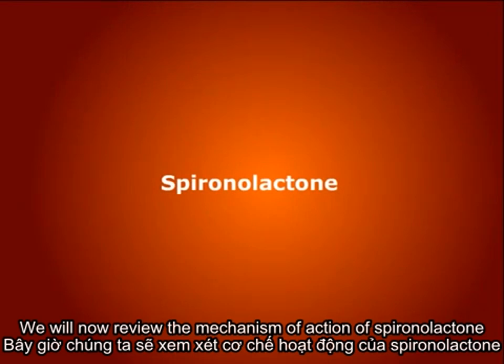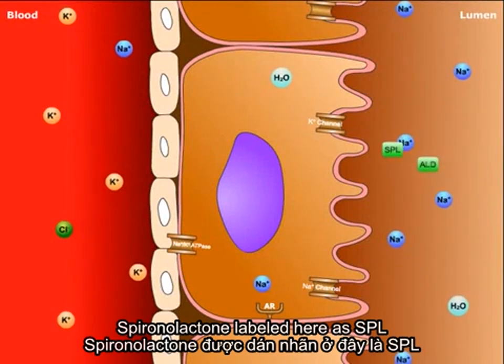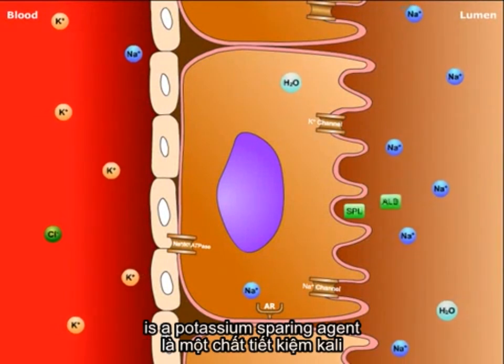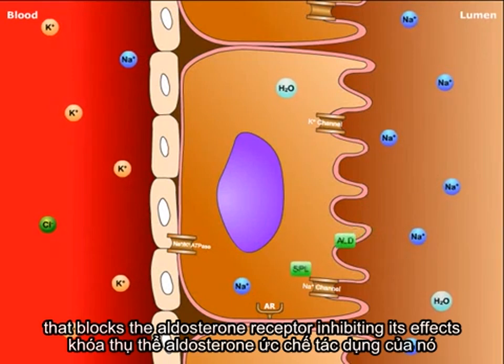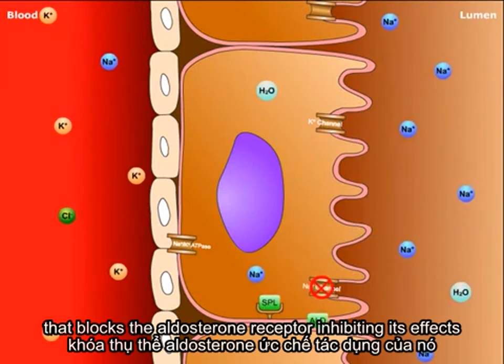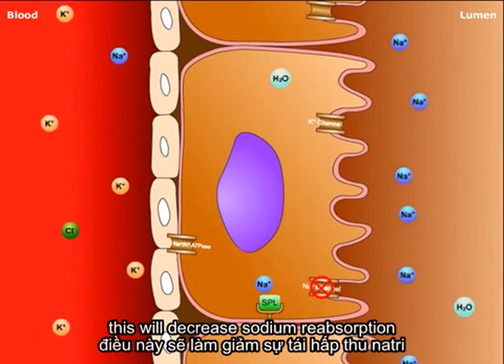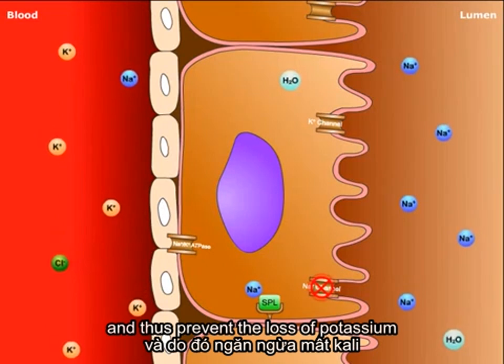We will now review the mechanism of action of spironolactone. Spironolactone, labeled here as SPL, is a potassium-sparing agent that blocks the aldosterone receptor, inhibiting its effects. This will decrease sodium reabsorption and thus prevent the loss of potassium.